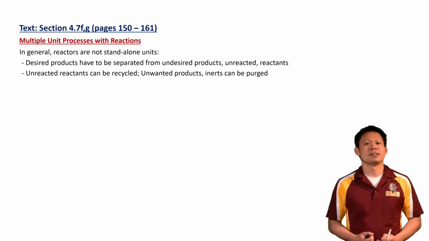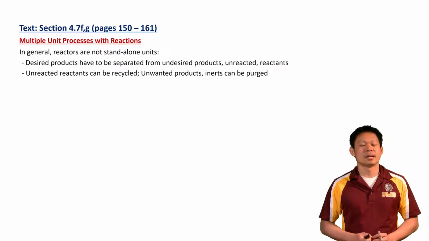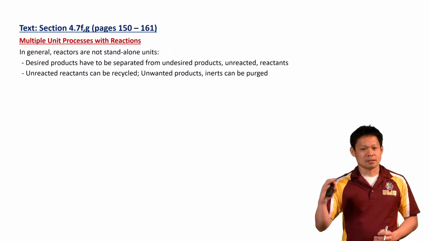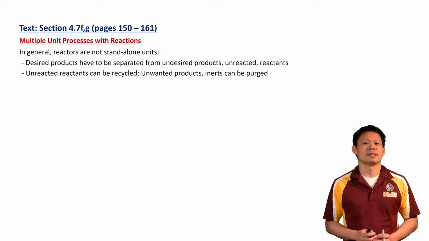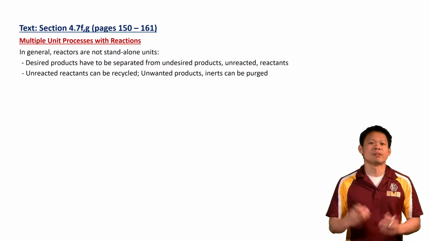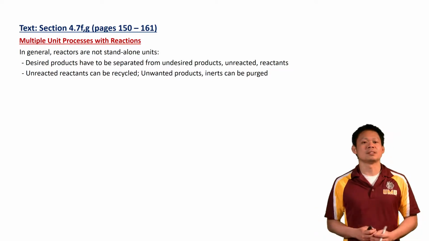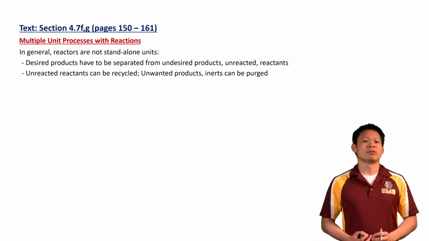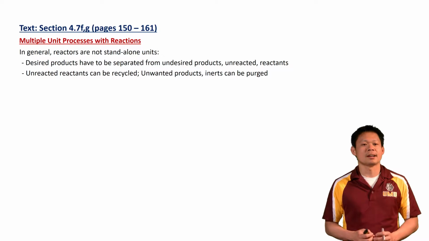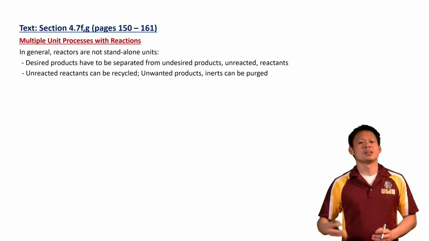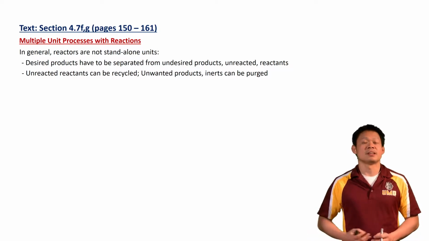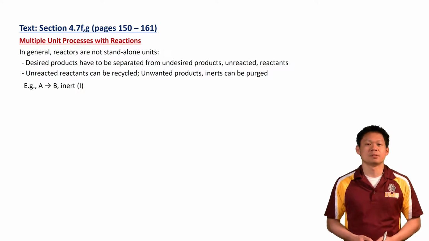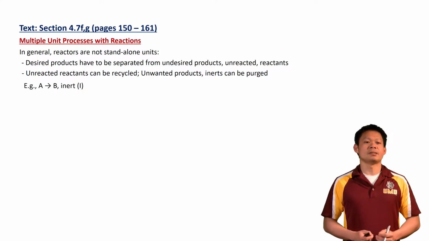Typically what you have is our products together with other products or other things inside of that. So for example, we have our undesired products. If we have an unwanted side reaction, we have unreacted reactants that we need to get rid of. These unreacted reactants can also be recycled, and the unwanted products and inerts can also be purged from this system.